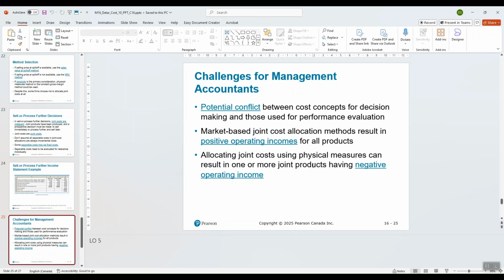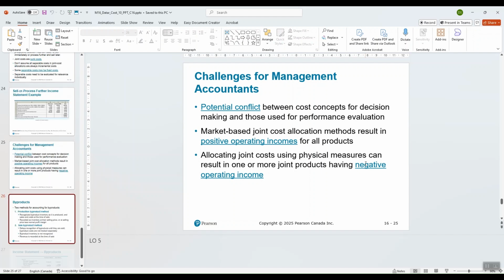Allocating joint cost using a physical method could create a negative outcome as well. That's why I don't prefer to use the physical method, because we don't look at the sale price, which plays an important role, because some products may have a higher price tag and may use more of the cost. But when we do the allocation, it simply looks at the volume, not the dollar value of the product being sold.